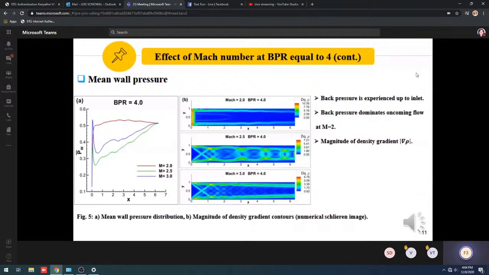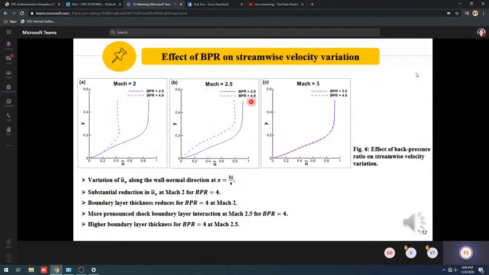Here I present the effect of back pressure on streamwise velocity variation. Here we have plotted the variation of streamwise velocity along the wall normal direction at x equal to 3L by 4, up to the channel center. Figures A, B and C highlight the variation of streamwise velocity at BPR equal to 2 and 4.